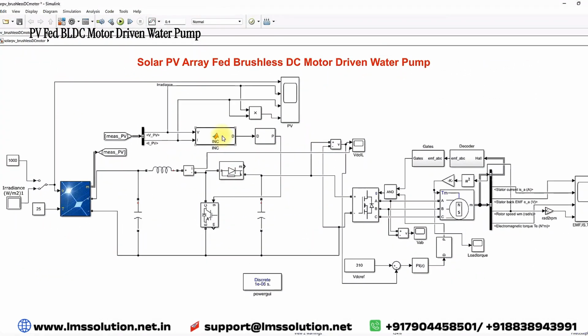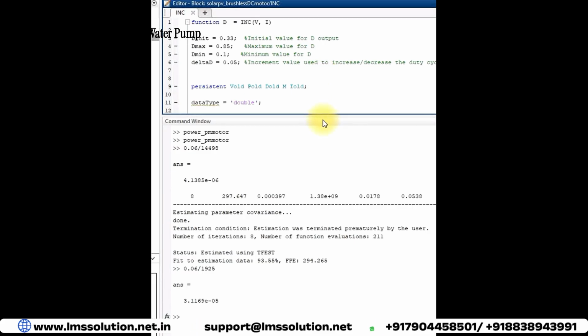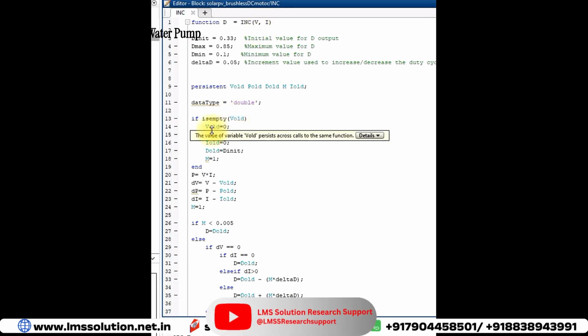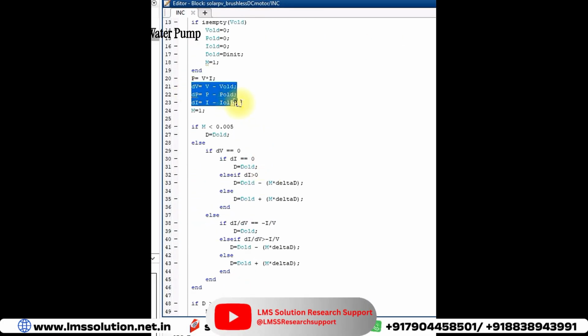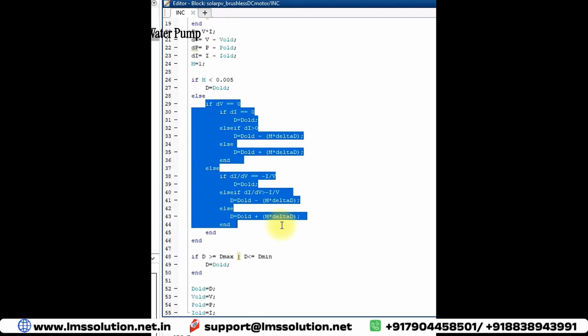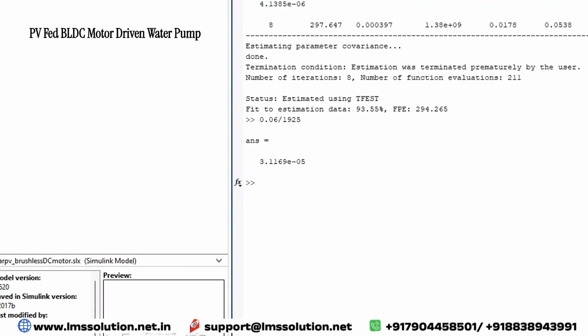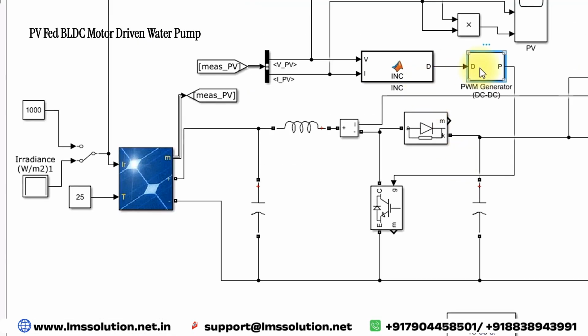by means of the incremental conductance MPPT. Here you can see the incremental conductance MPPT takes the input voltage and current. Based upon voltage and current, we need to calculate dV, dP and dI, and then apply these conditions. These conditions calculate the new duty cycle. That duty cycle is processed via the PWM generator, and the PWM generator will generate the pulse. This pulse is going to control this IGBT in order to extract the maximum power from the PV array.